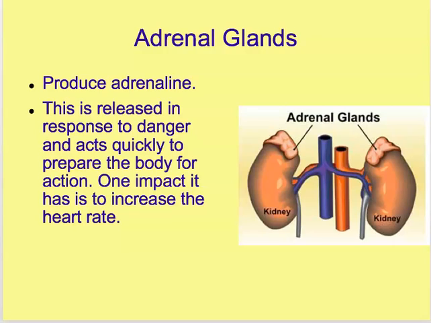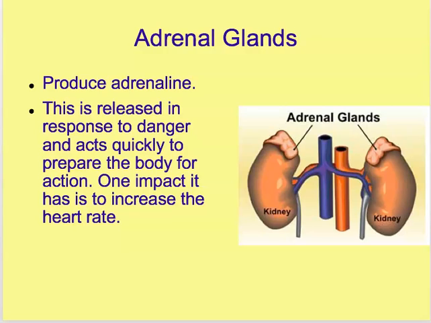The next one is the adrenal glands. Now, you could probably guess from the name, adrenal, that this is where adrenaline is released from. Now, adrenaline is released in response to danger and acts really, really quickly. Now, hormones often act slower than, for example, nerve impulses, which are immediate, but adrenaline actually acts really, really quickly because it helps you in that fight or flight mode.